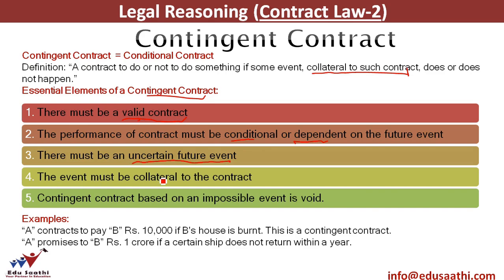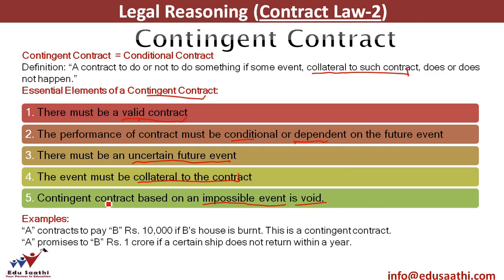The event must be collateral to the contract. That is, the contract is based on such future event. It must be collateral to it. A contingent contract based on an impossible event is void. It must not be an impossible event, otherwise the contract would be a void agreement. It would not be a contract.